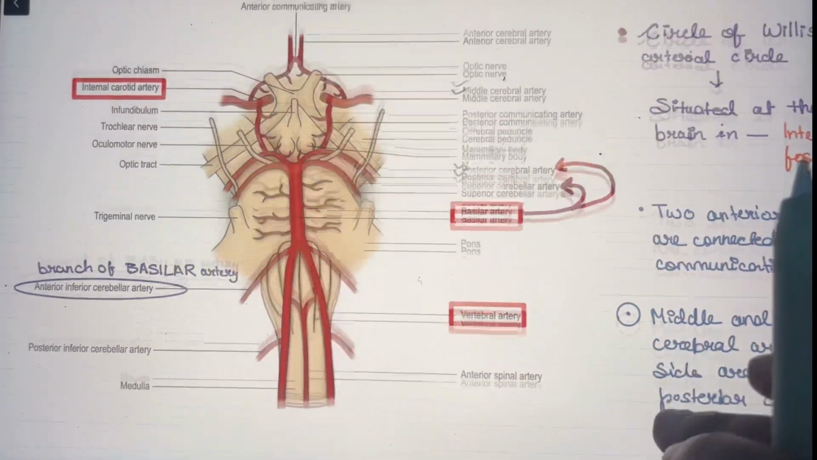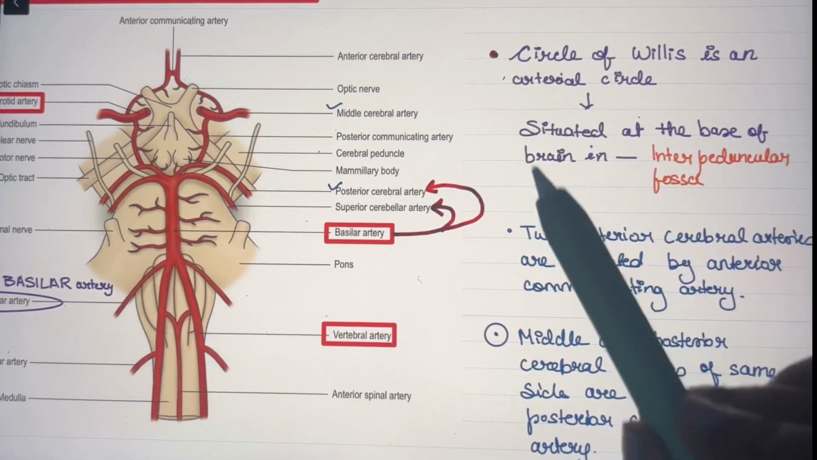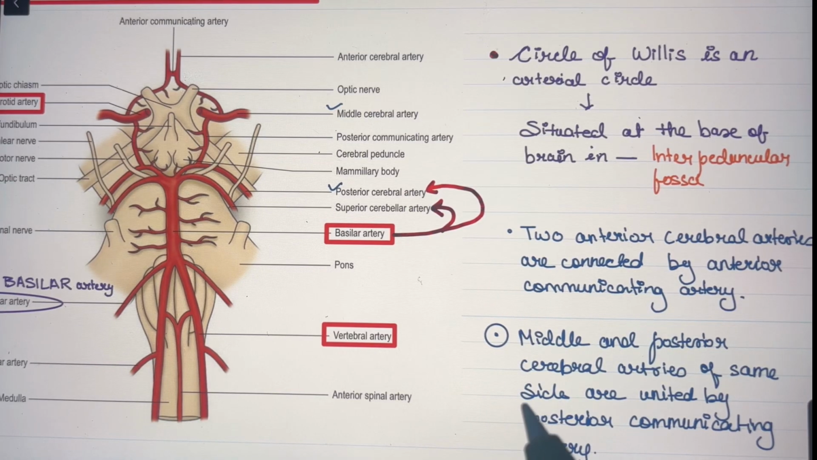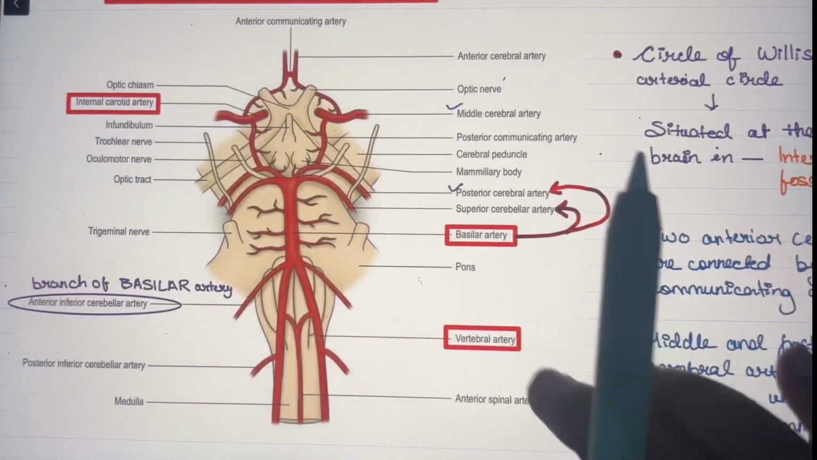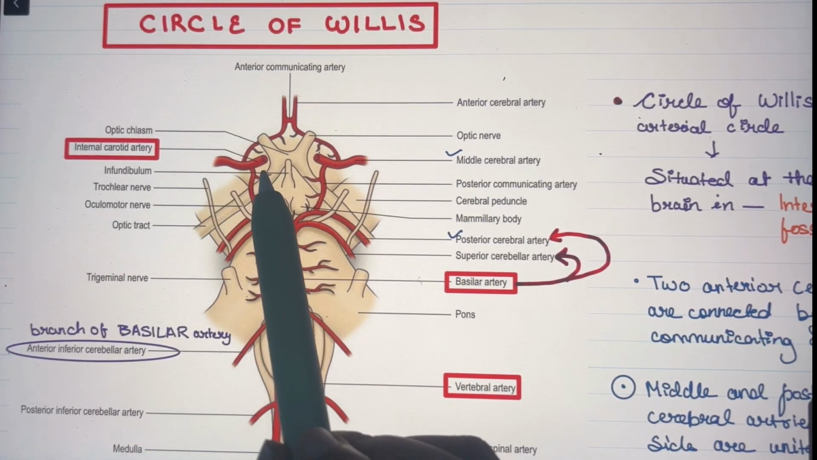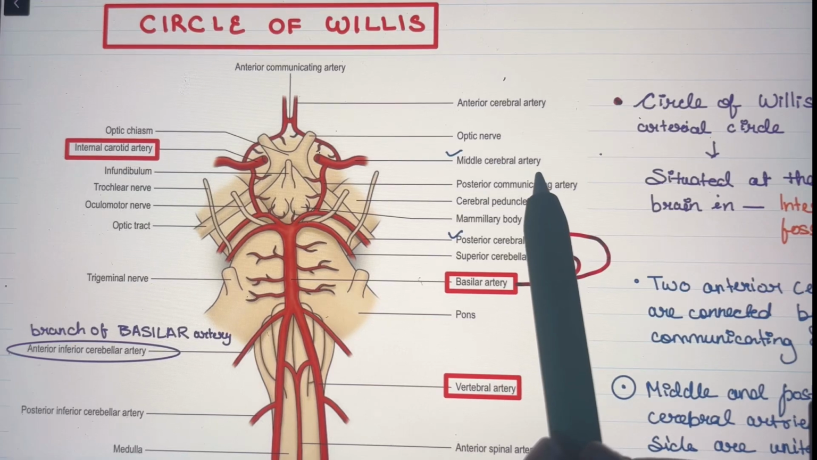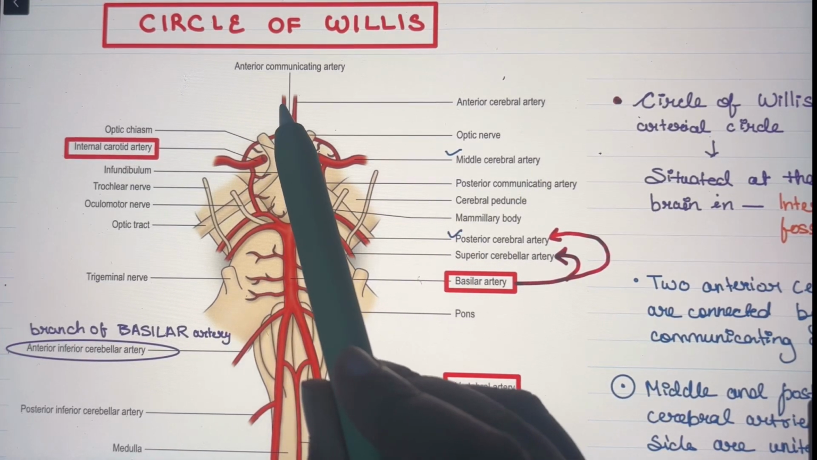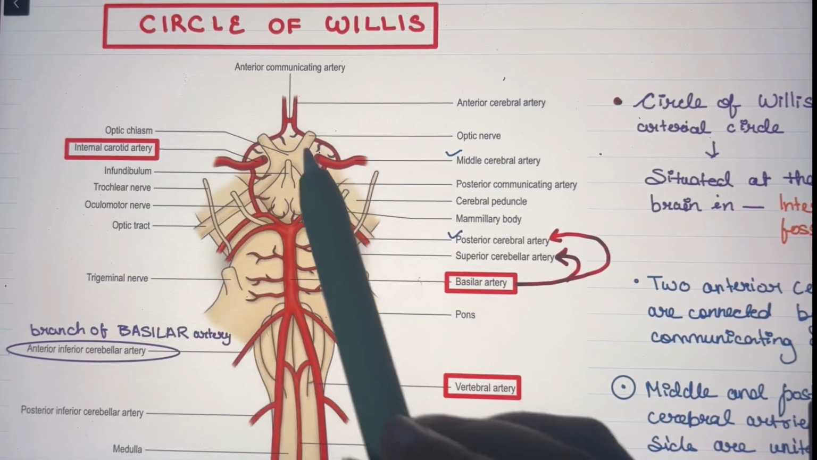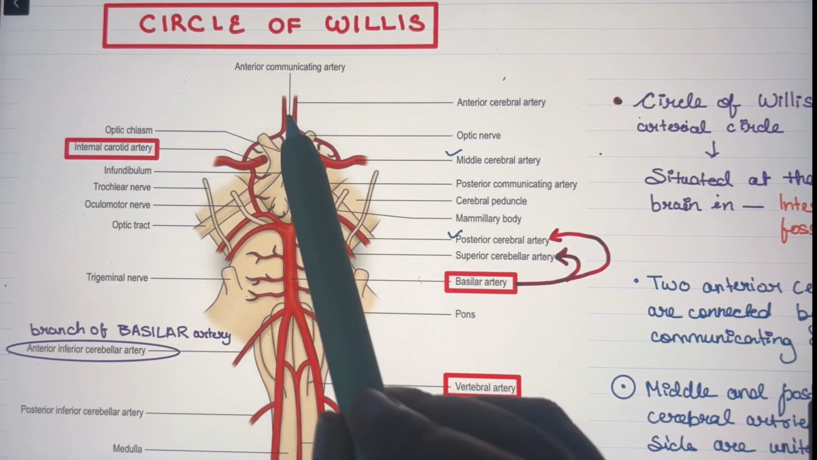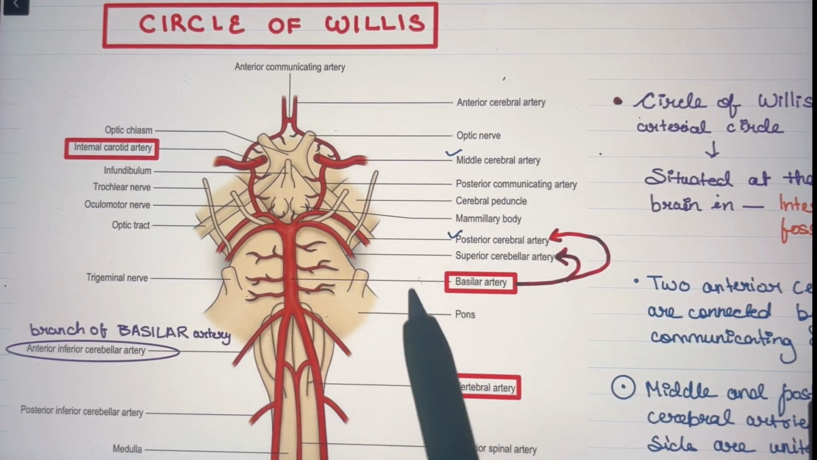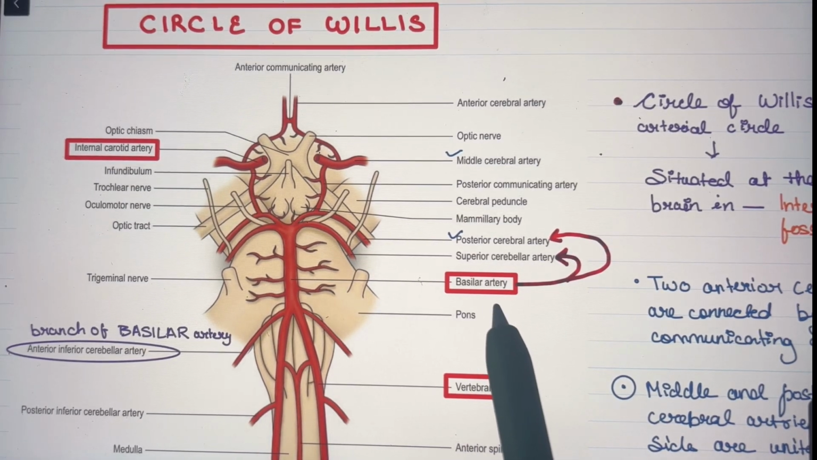As I have said, the circle of Willis is an arterial circle which is situated at the base of the brain in the interpeduncular fossa. Here we can see this is the internal carotid artery. The internal carotid artery gives the middle cerebral artery and the anterior cerebral artery. So the middle and anterior cerebral arteries are branches of the internal carotid artery, and the two anterior cerebral arteries are communicating by the anterior communicating artery, and the posterior cerebral artery is arising from the basilar artery.